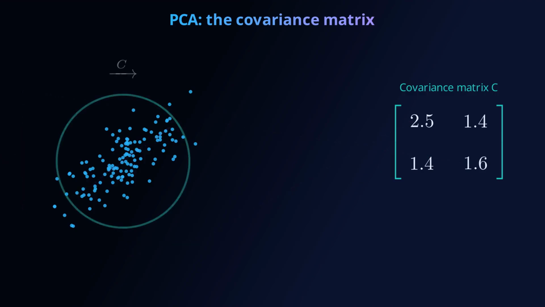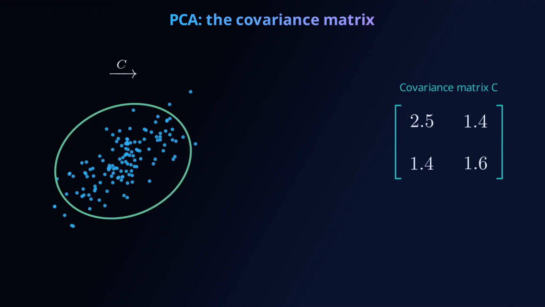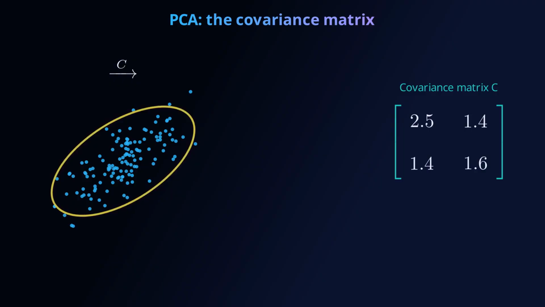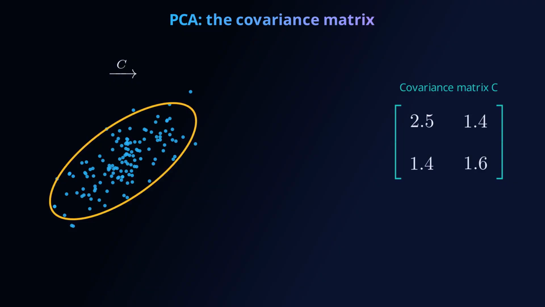There's a lovely way to see this matrix. It doesn't just store 4 numbers, it defines an ellipse, the shape that best hugs the cloud. The matrix stretches a plain circle into exactly the tilted oval our data traces out. So the covariance matrix and the shape of the cloud are really the same information wearing 2 different outfits.